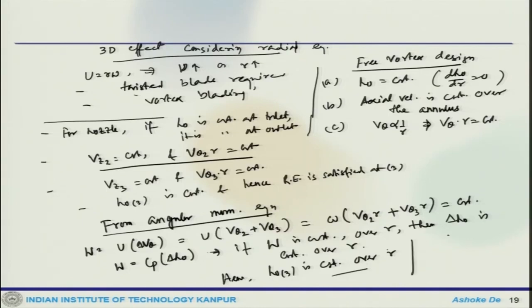Which tells me that H0 must be constant at the inlet and at the outlet too. So, to maintain this, H0 has to be constant at the inlet and at the outlet, so that this condition is satisfied. So, this is what you get when you are talking about the free vortex design.